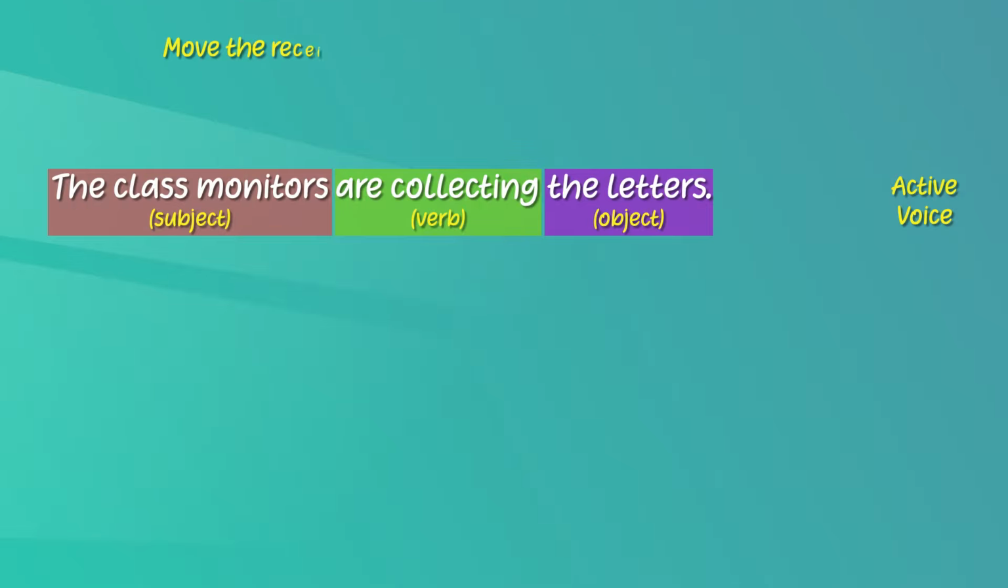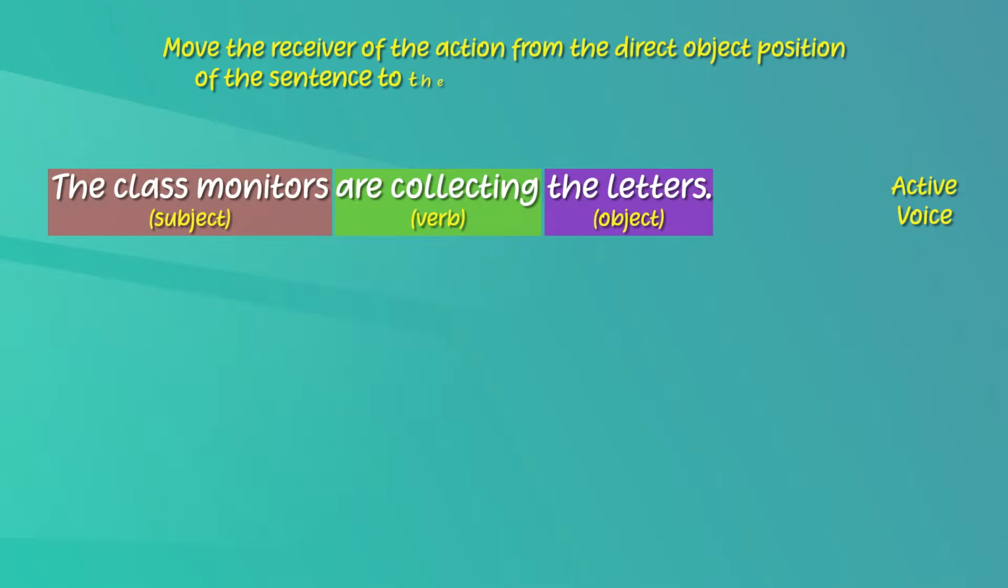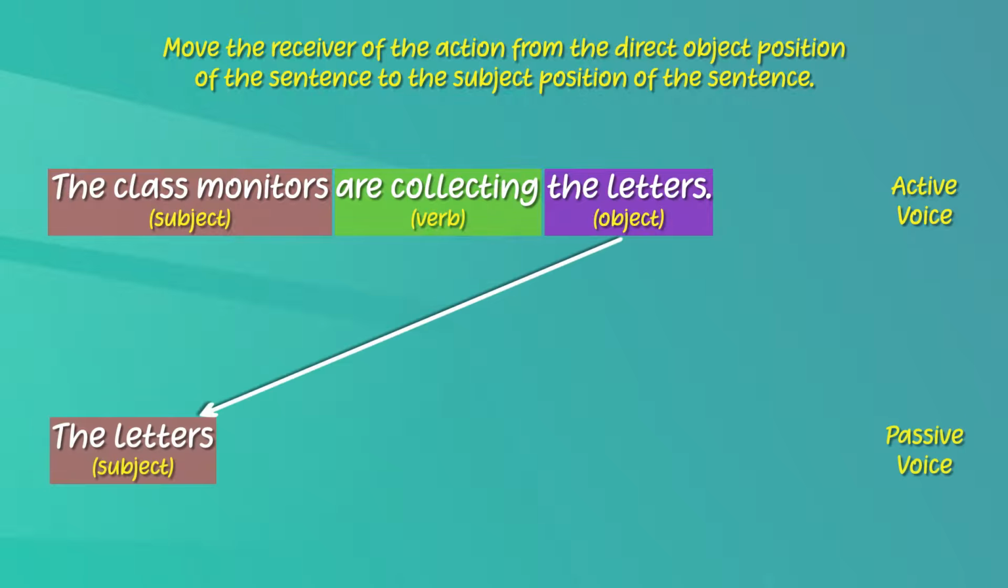Let's pay attention to the changes that occur when we write an active voice sentence in the passive form. It's easier to understand this in 4 steps. First, move the receiver of the action from the direct object position of the sentence to the subject position of the sentence. So the receiver of the action, the letters, moves to the subject position in the passive sentence.